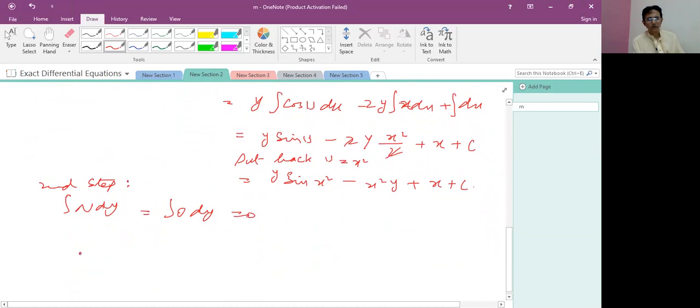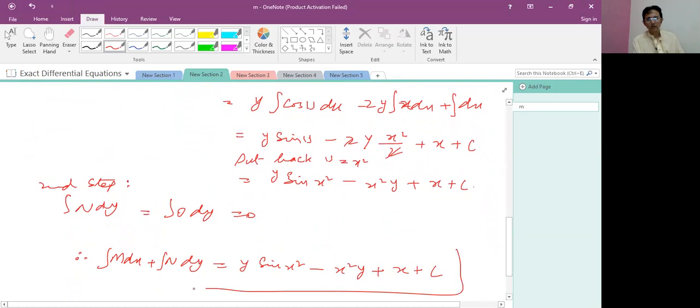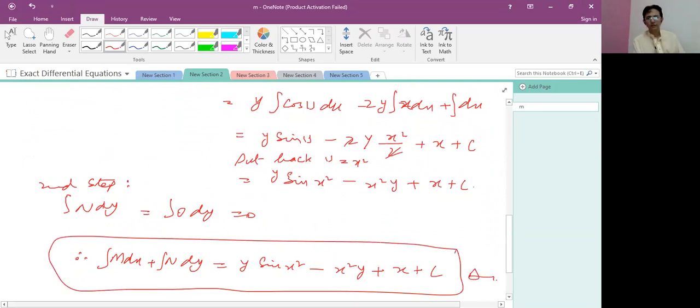So therefore, the integral of m dx plus n dy is y sin x^2 minus x^2 y plus x plus c. This is your solution of the given differential equation.